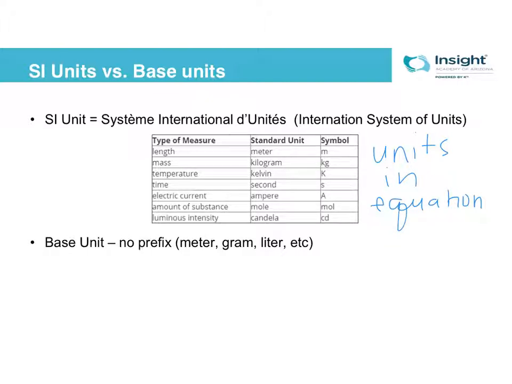Base units, on the other hand, are just the basic unit without any prefixes. Many of the SI units themselves are base units. The one major example that's not a base unit is for mass. For mass, we use kilograms as the SI unit. So that prefix kilo means that it's 1,000 grams. Everything else doesn't have that prefix in front of it, so those are all considered base units.